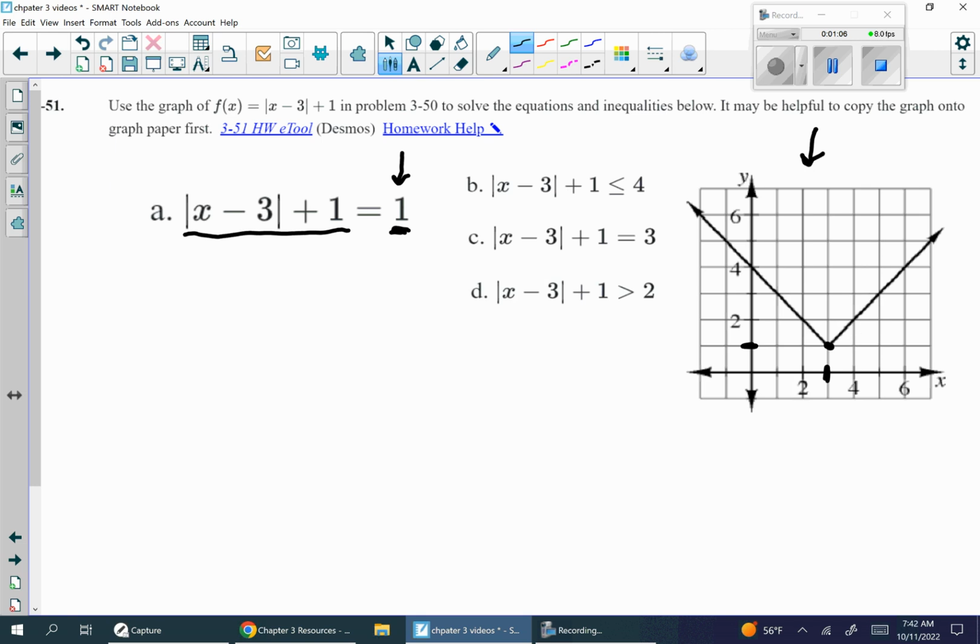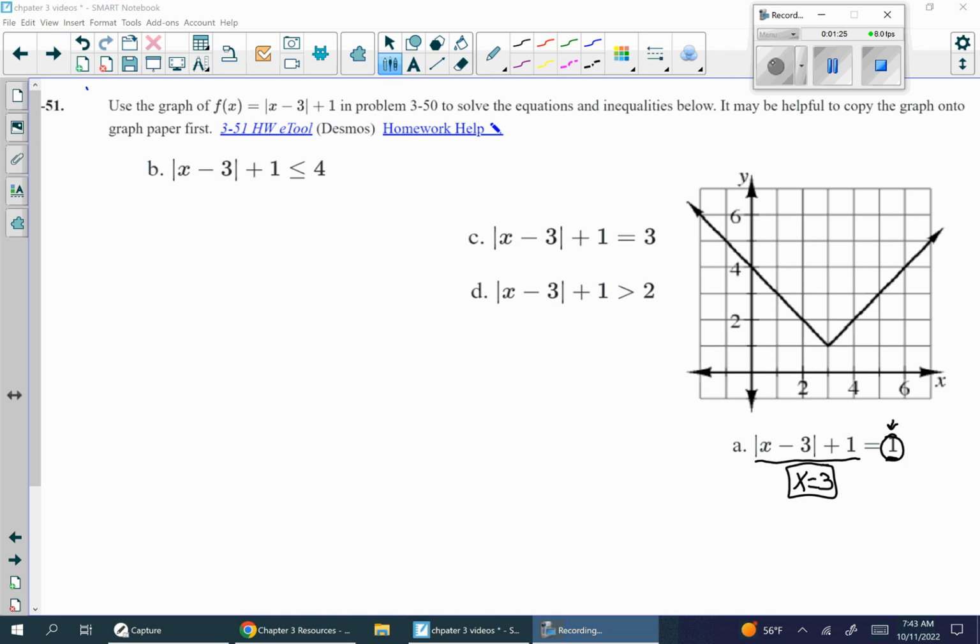So the ordered pair here is 3, 1. And because the output we already know was 1, they're saying when the output is 1, what is the input? And the answer is that the x value at that location is 3. So that is our answer for that one.